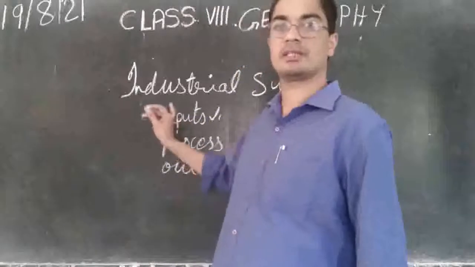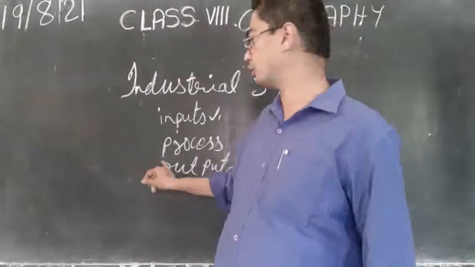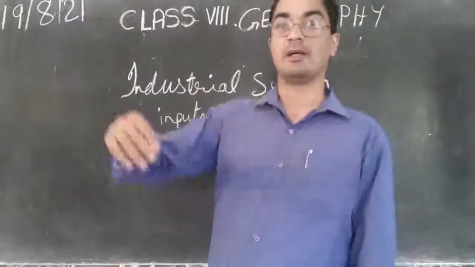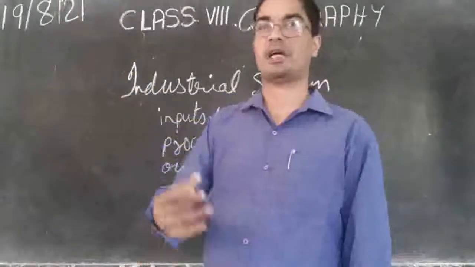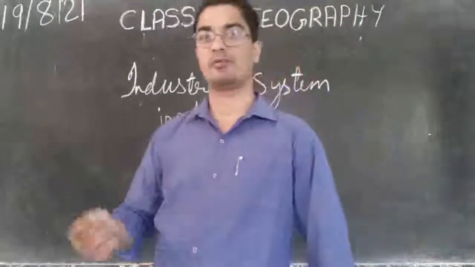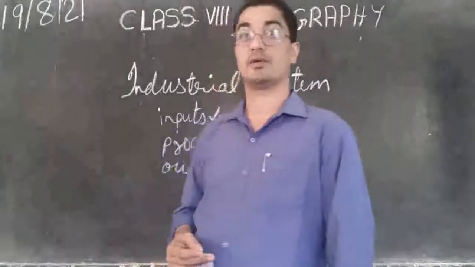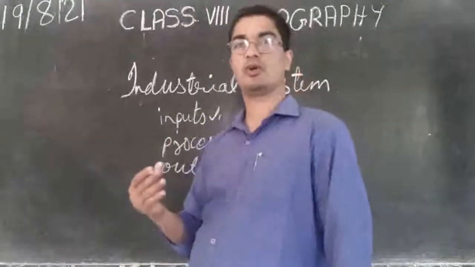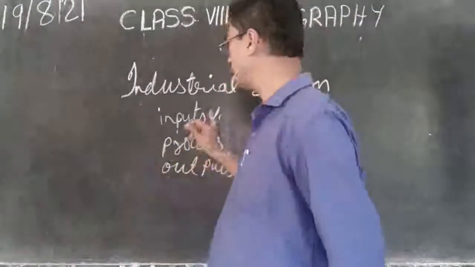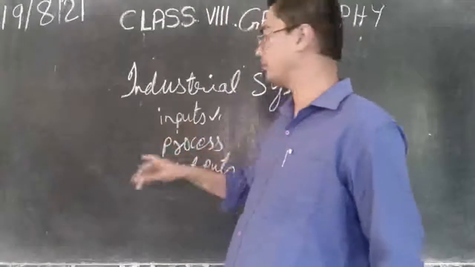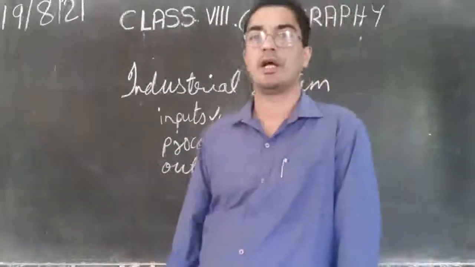Because if all these things are not there, the process cannot start. We cannot say the tree is there in the forest, so we start making paper. How will it be possible? No. So we have to do a lot of work, that is called input. All the work that is done before the process starts, that is input.